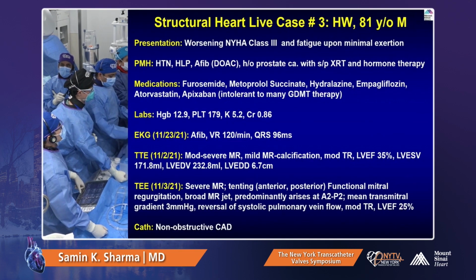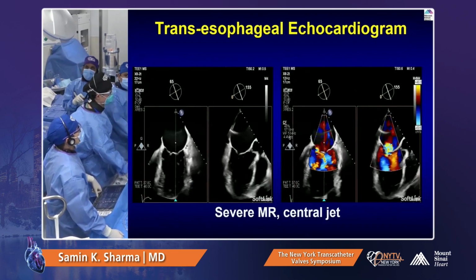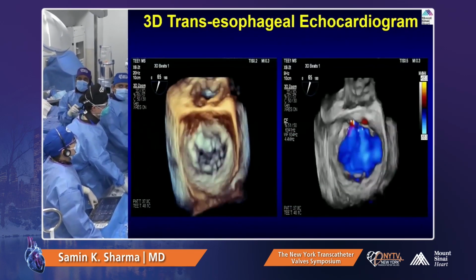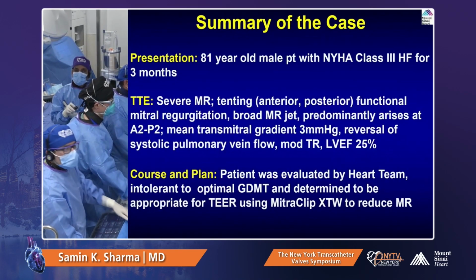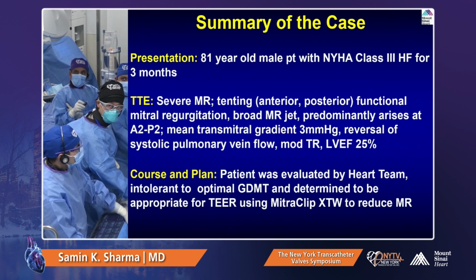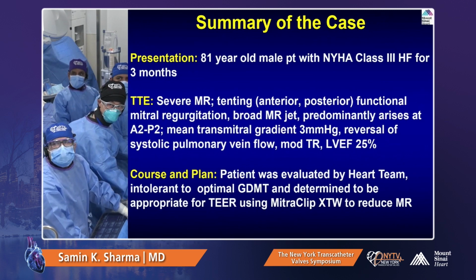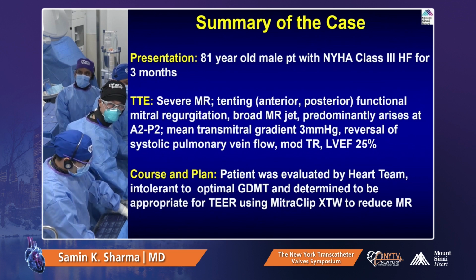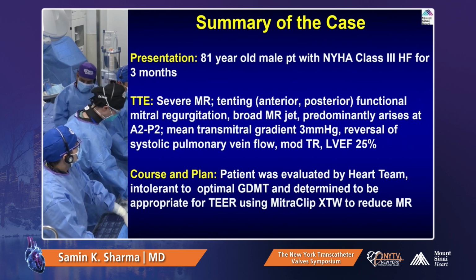because this is more of a CAD or non-CAD question. This we already have shown. That is all for the echo, transesophageal and transthoracic, all the very nice color and fancy pictures. The plan is to do a TEER using MitraClip XTW to reduce the mitral regurgitation. So before we go on, and Anu is already ready for the transseptal.